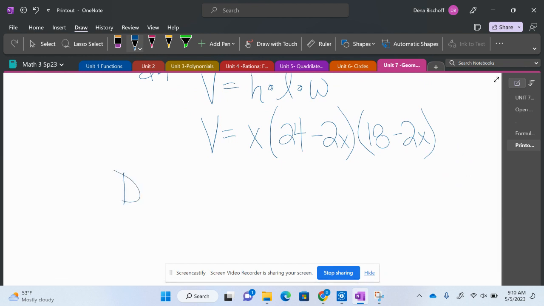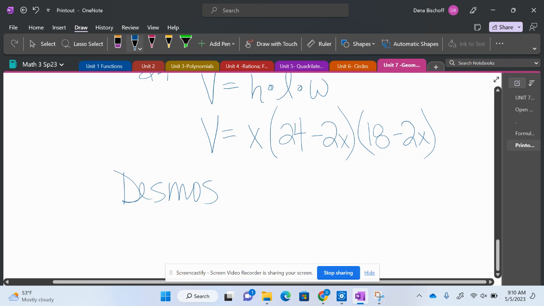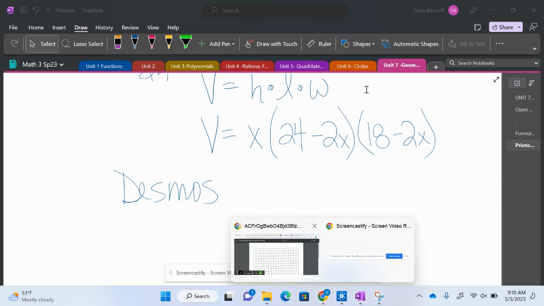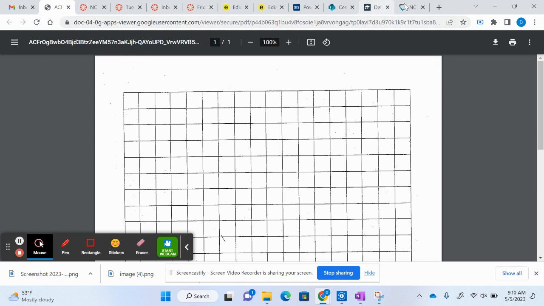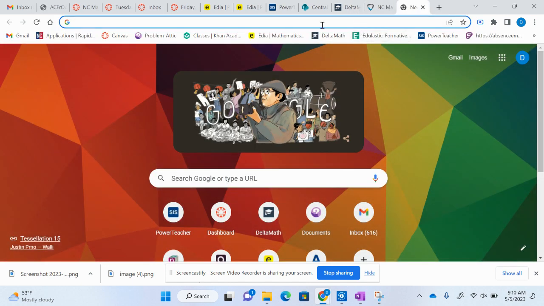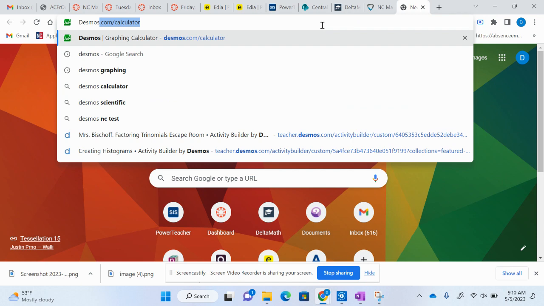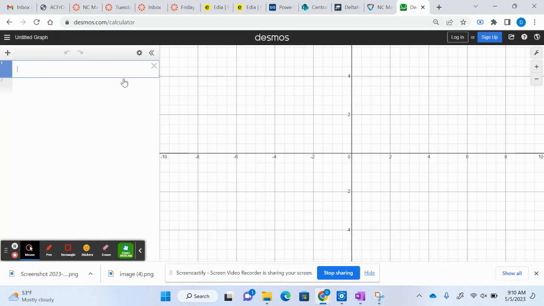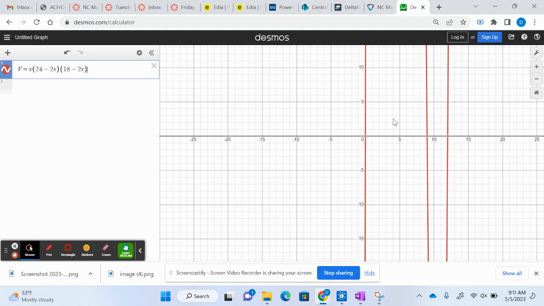And when we put this into Desmos graphing, I'm going to go there so you can see what happens. We used Desmos to tell us about the maximum volume. So let's go there. I said that my volume, capital V, equals X times my paper length, 24 minus 2X, times my width, 18 minus 2X. And we came up with this fabulous cubic graph. So that's why there are 3 roots.